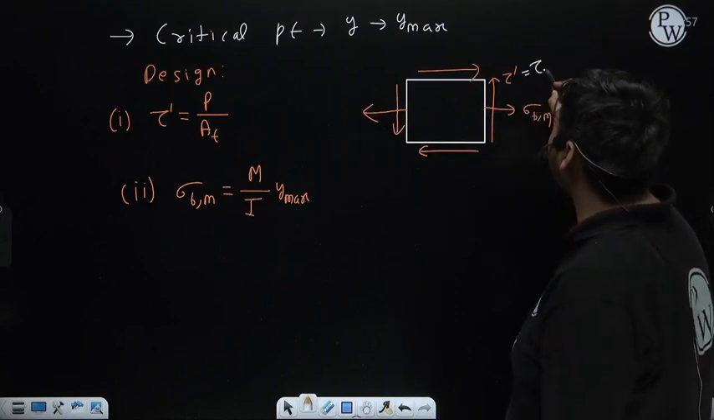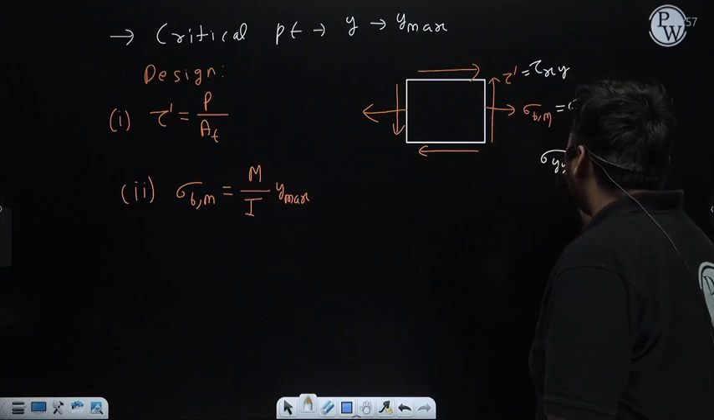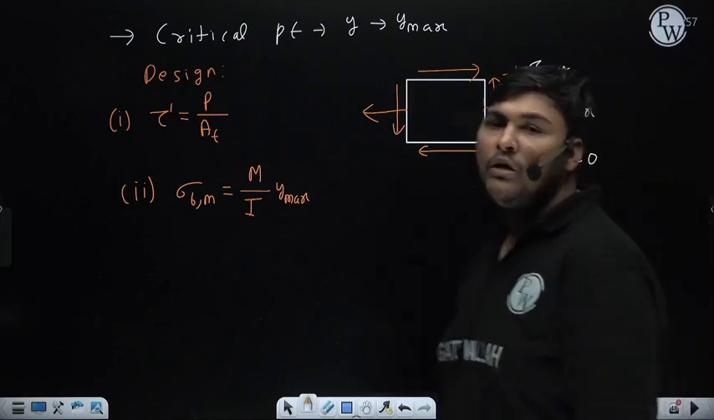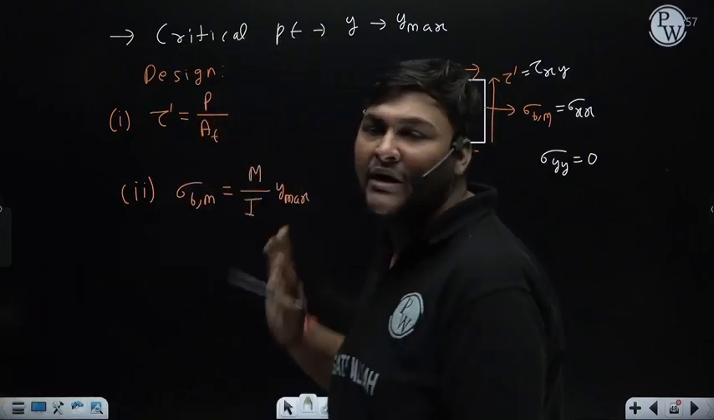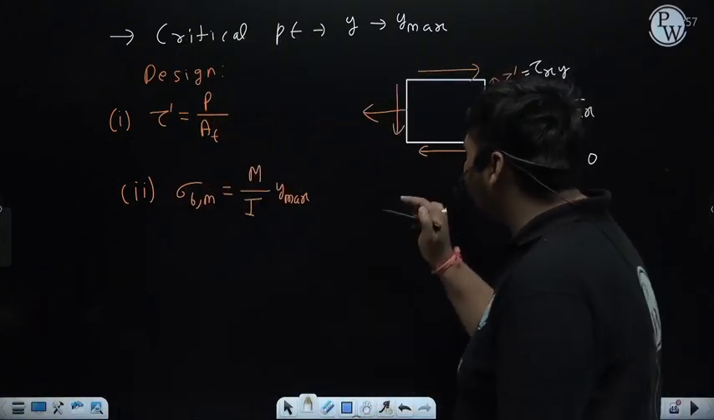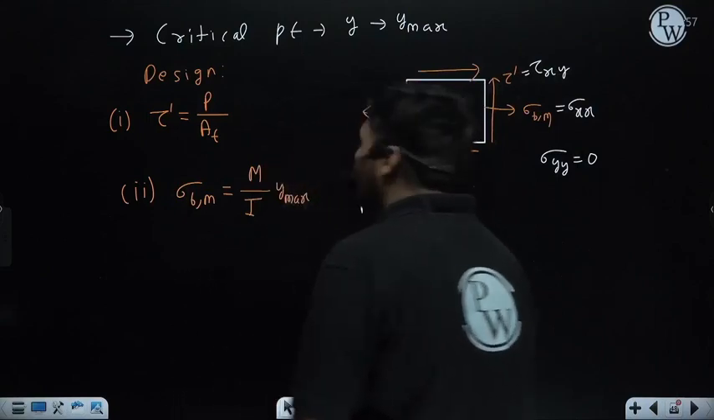Consider this value as tau xy, and can I say here sigma yy is 0? So ultimately you will come to know the values of sigma xx, sigma yy and tau xy for the critical point, where sigma yy will come 0. Now, to calculate principal stress, first calculate the radius of the Mohr circle. This thing we have already studied.